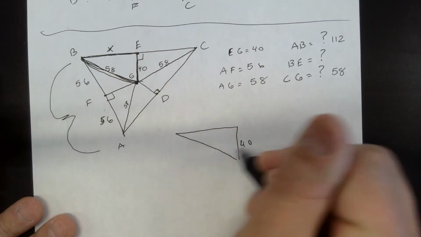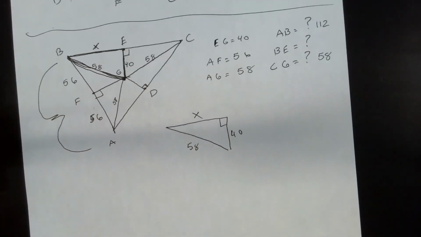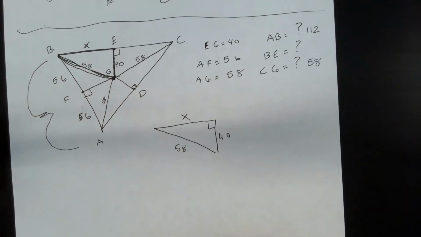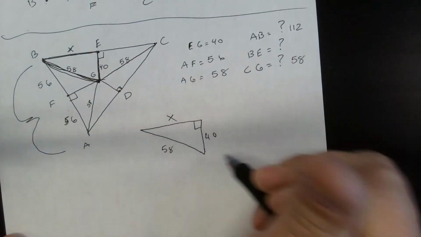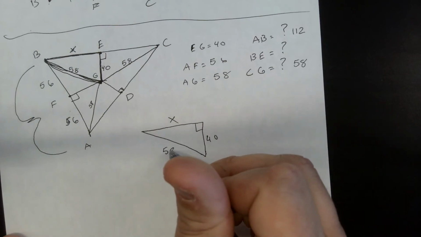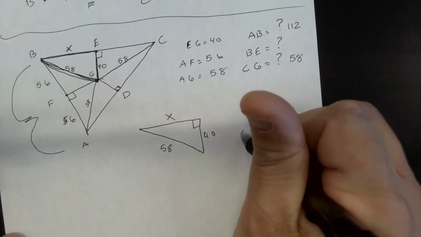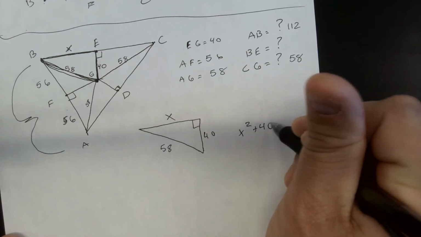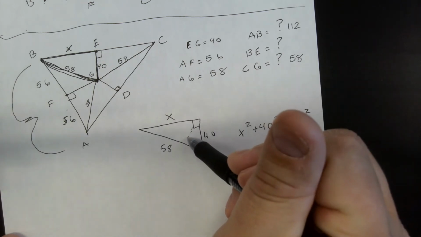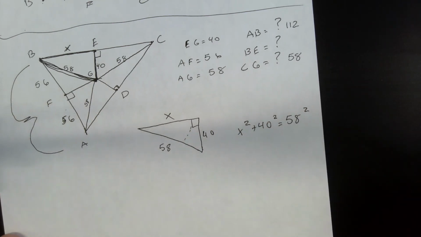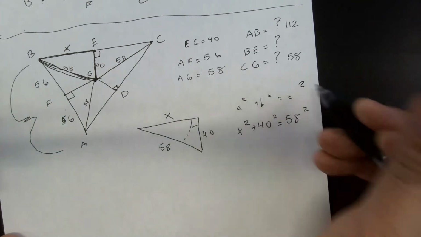So if we take that and we move it over here, we know that this is 40. That's 58. We're looking for that. So Max drilled it. What's it called, Max? The Pythagorean theorem. Okay. So you can do it like that, or we can just go x squared plus 40 squared. The hypotenuse is always c. The hypotenuse is opposite the right angle. So a squared plus b squared equals c squared.